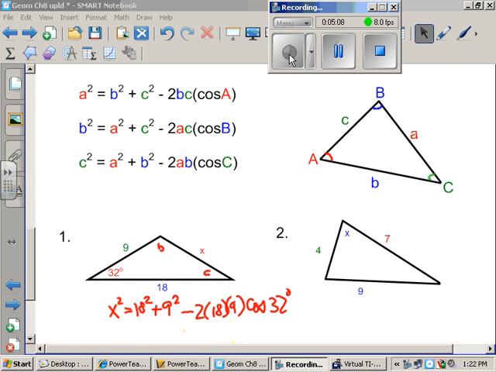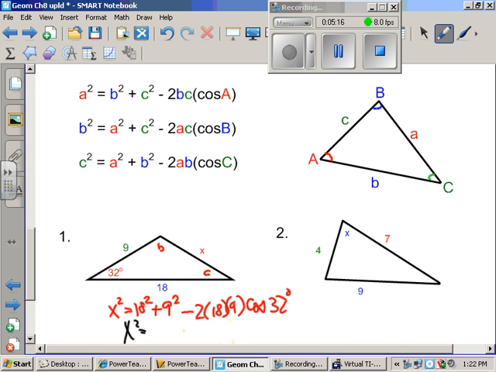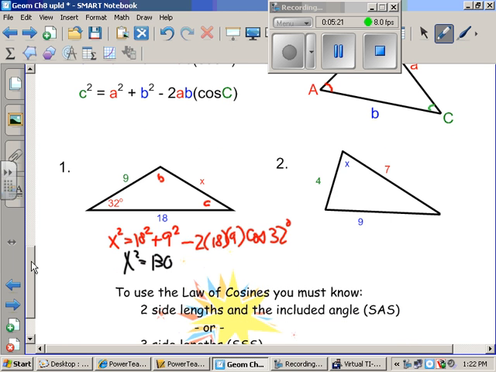All right, and you get 130. So you get x squared is equal to 130. So you take the square root of both sides, and you get x is 11.4, 11.41. Okay?